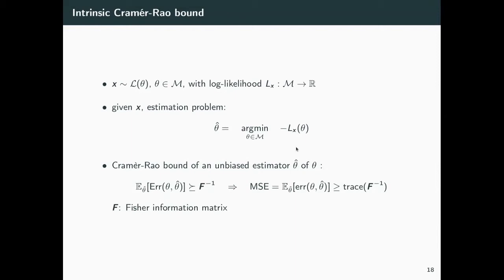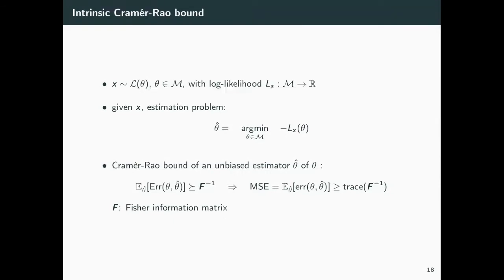And we have access from the statistical literature to a performance bound, which is the Cramér-Rao bound, where the error between the real parameter and its estimator is greater in expectation than some inverse of some matrix, which is the Fisher information matrix.